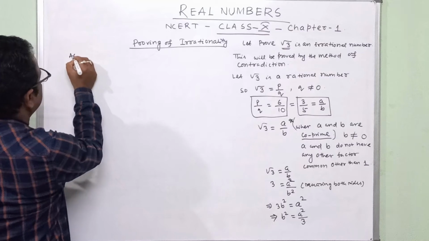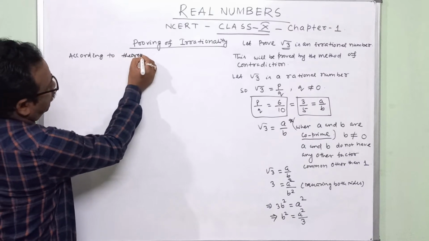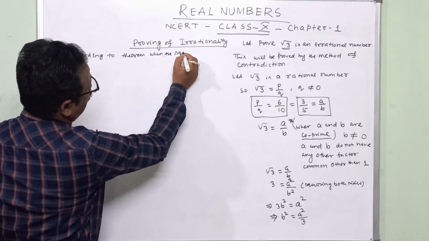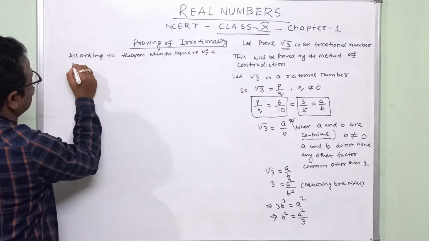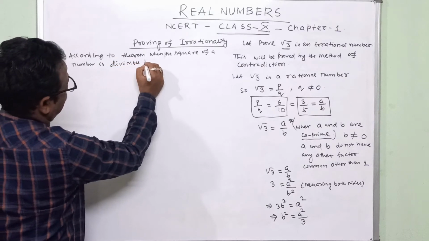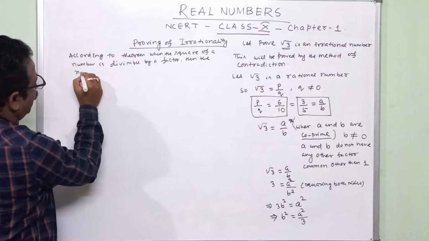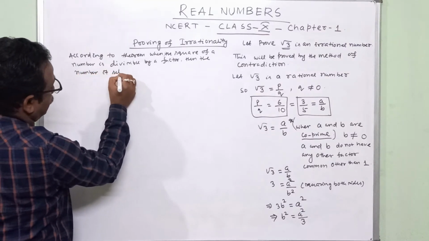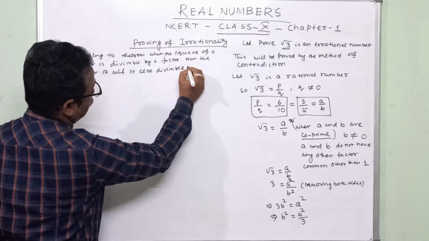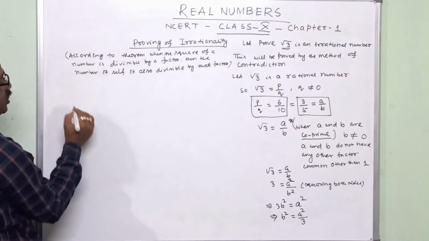Now, according to the theorem, when the square of a number is divisible by a factor, then the number itself is also divisible by that factor.